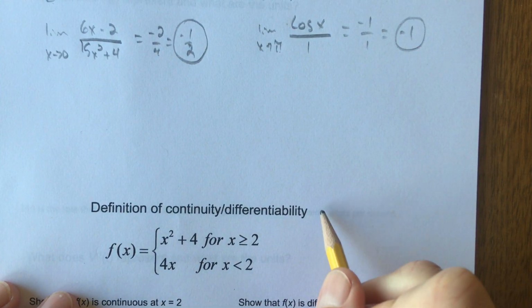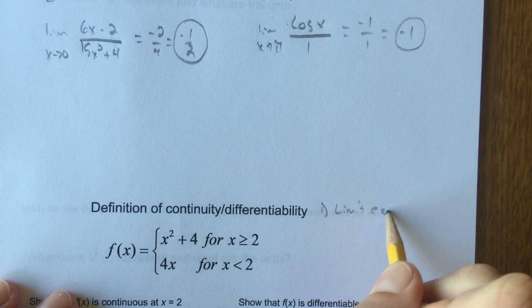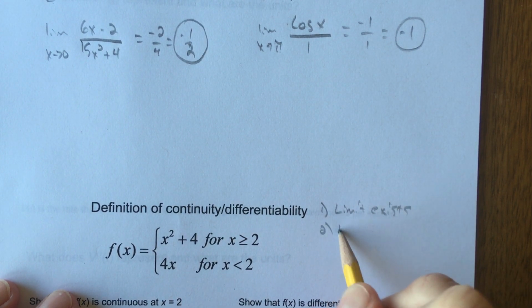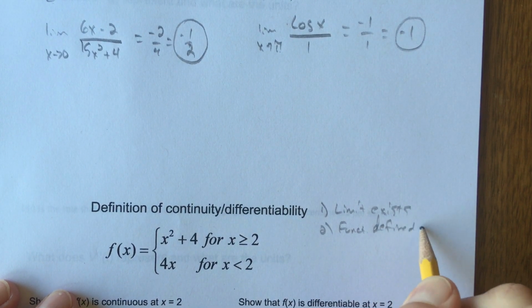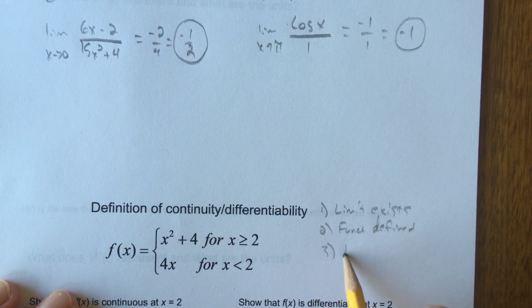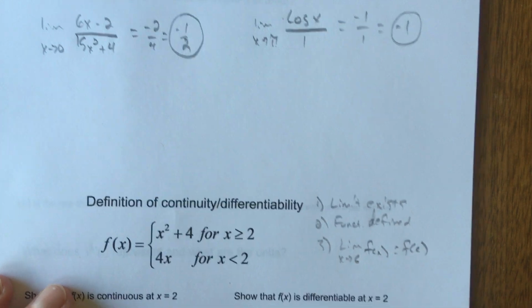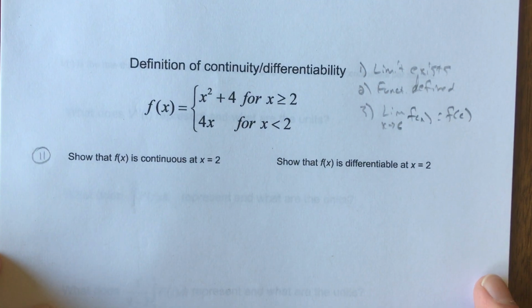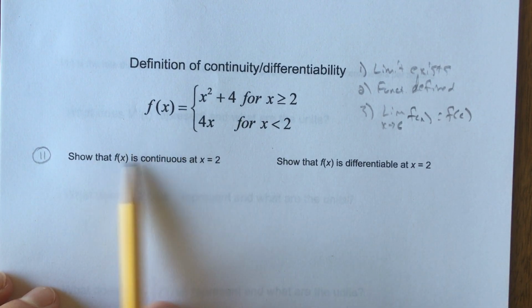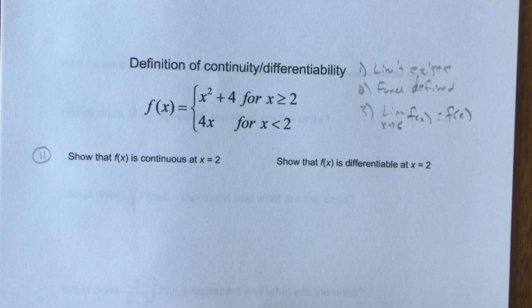Definition of continuity. Remember, for something to be continuous, the limit has to exist. The function has to be defined. And those two have to equal each other. So the limit as x approaches c of this function has to equal the function value at that spot. So those are the 3 things you're trying to test for. So why don't you go ahead and pause and see if you can show that this function is continuous and see if you can show that it's differentiable.